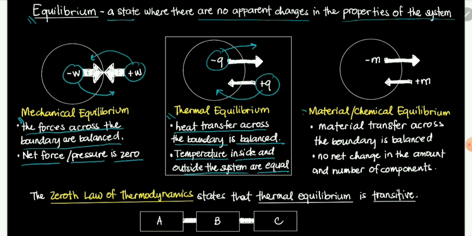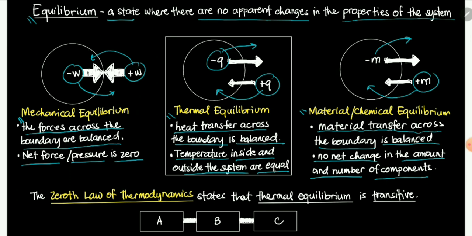So finally, we have material equilibrium or chemical equilibrium. So kapag naman sa chemical equilibrium, the net change in the mass or the number of components or the number of types of components are equal or hindi sila nagpapalit. So kung naman yung input ng mass, equal din siya sa output ng mass. So pareho lang yung magnitude, opposite yung direction. So material transfer across the boundary is balanced. Okay? So walang net change in the amount and number of components. So hindi nagbabago yung amount ng components, pati yung types of components present.